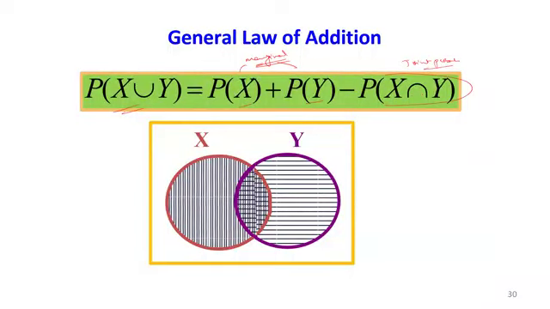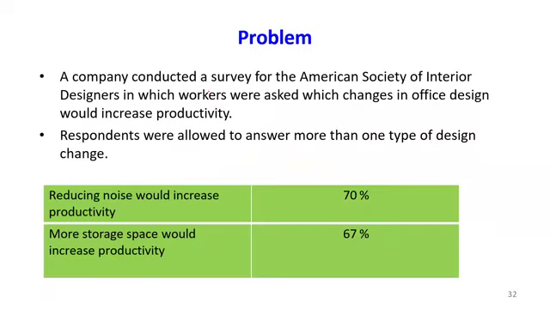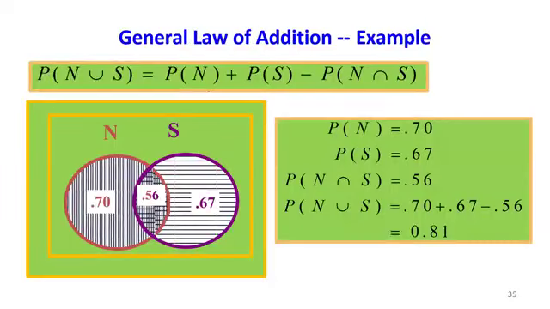In some cases, if this is not available explicitly, then you have to use the law of multiplication to calculate this joint probability. Wherever it is available, you can directly substitute that value here and calculate the union probability. In the example we checked, they explicitly mentioned that the probability of this intersection is 56%. So in that case, we directly substitute that here, along with the marginal probability of each of these events, to calculate my union probability. So that is my law of addition.